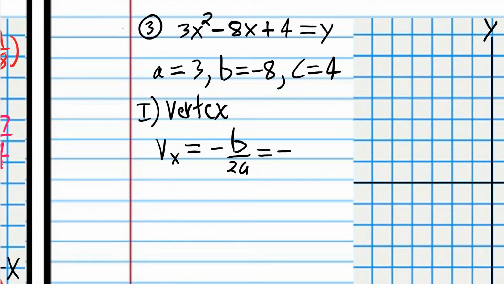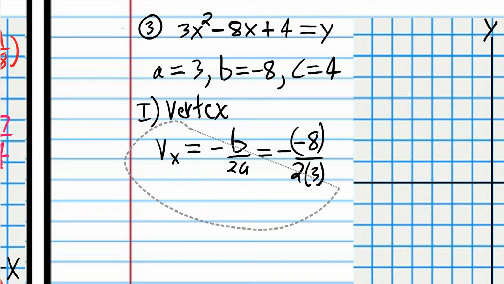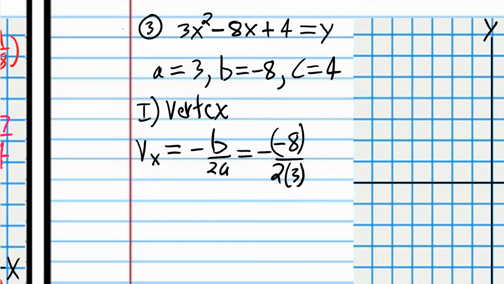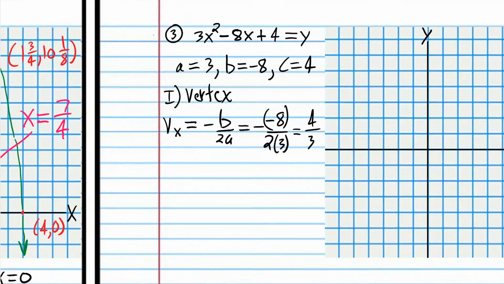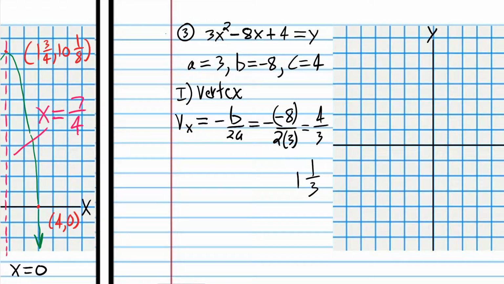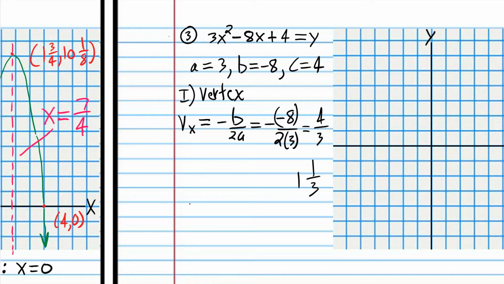So we have b and a. And if we simplify that, we get positive 4 over 3, which for graphing purposes we can change that to 1 1/3. Okay, now we're going to find the y value of the vertex.